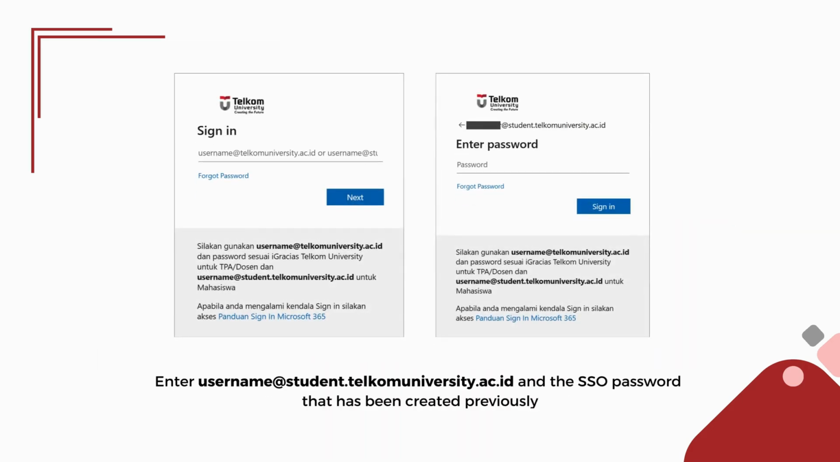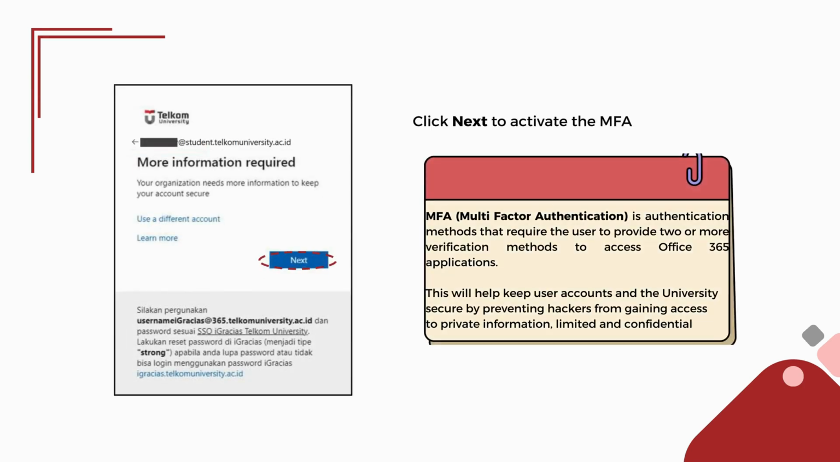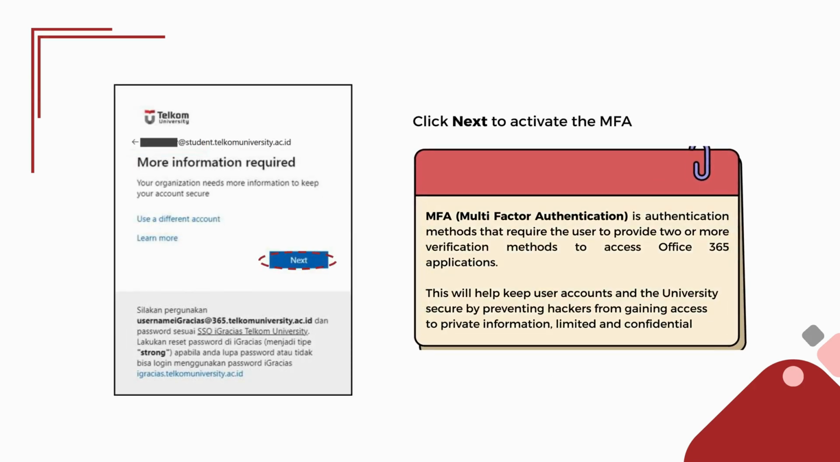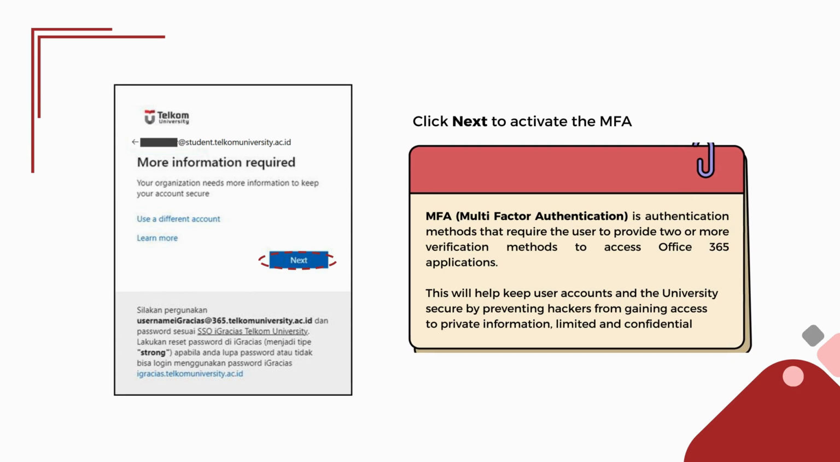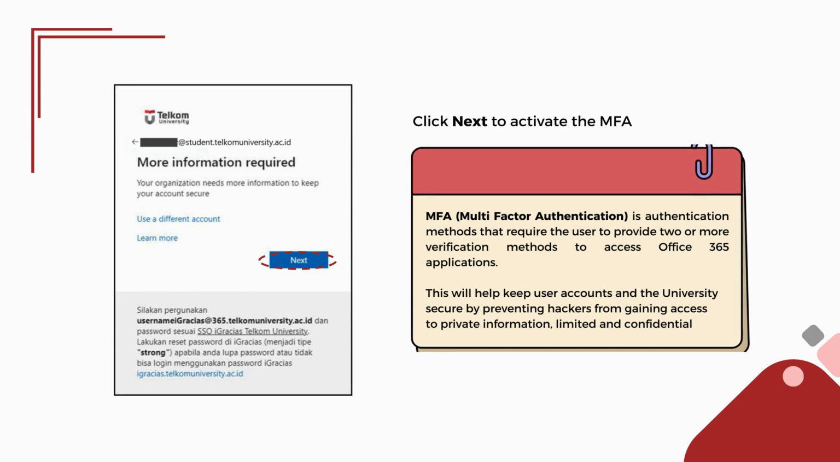Please log in with your SSO account, enter your email or username, and add the domain student.telkomuniversity.ac.id, and enter your SSO password that has been created previously. After that, you will be directed to activate MFA for the security of your Microsoft account.